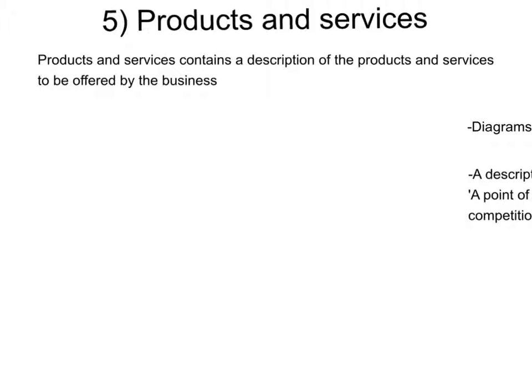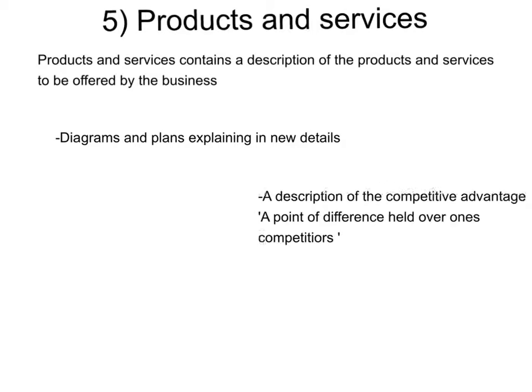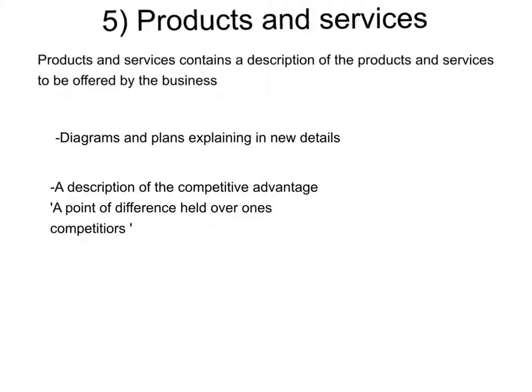Products and services. Products and services contains a description of the products and services to be offered by the business, which includes diagrams and plans explaining a new product in detail. A description of the competitive advantage, which is a point of difference held over one's competitors.